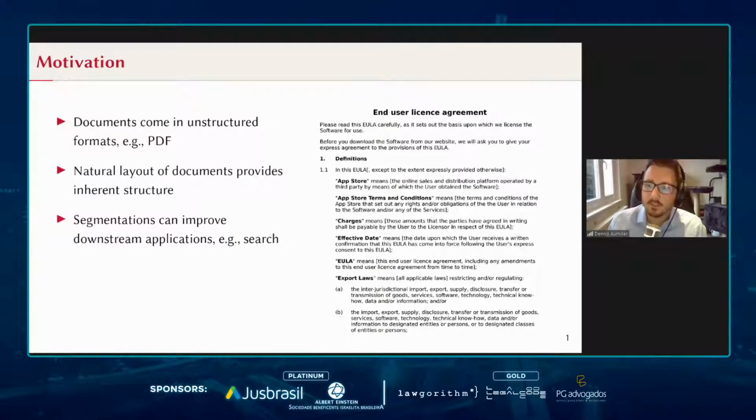What we usually deal with, especially in the legal domain, are plenty of unstructured document formats, for example, PDF documents. On the right, you can see one example of an end user's license agreement. If we look at this document, we can already see that it provides us with a natural segmentation of the context. We have these paragraphs, and even the headings with different numbering provide some overview of how we as a reader should interpret this document.